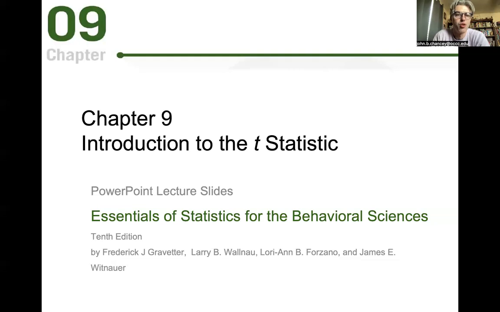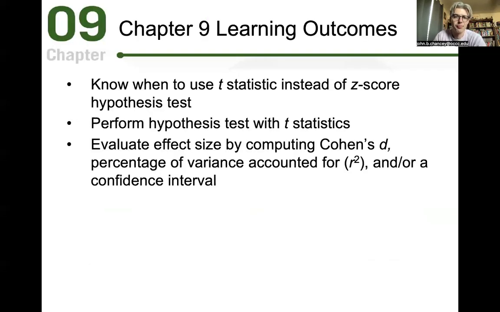We are moving into chapter 9. We're going to be looking at more hypothesis testing, but now we're going to be looking at that through the lens of t-statistic, and we'll be looking at different variations of t-statistic for the next three chapters, but this is kind of the table setting introductory chapter.